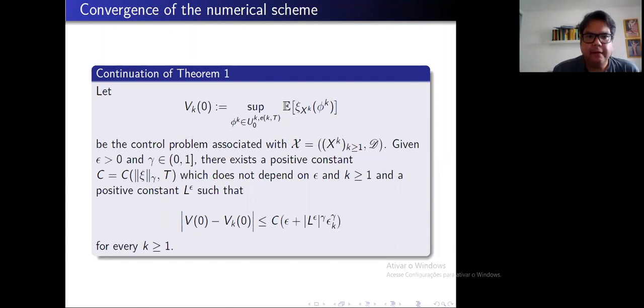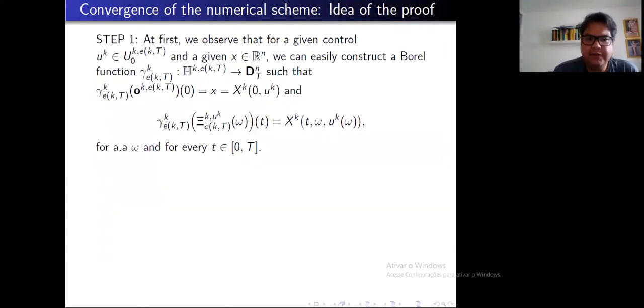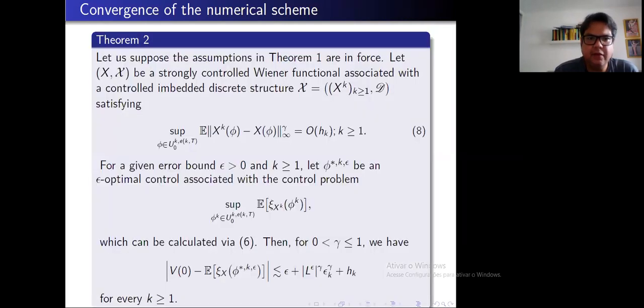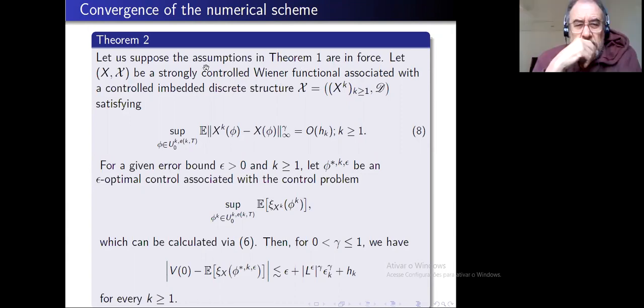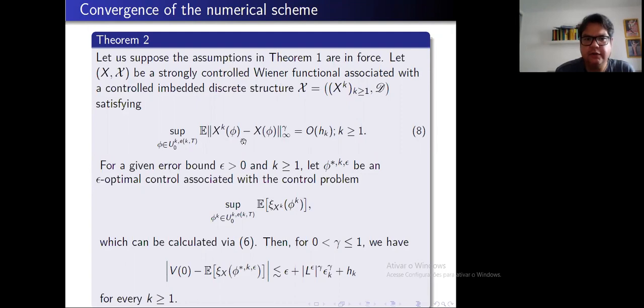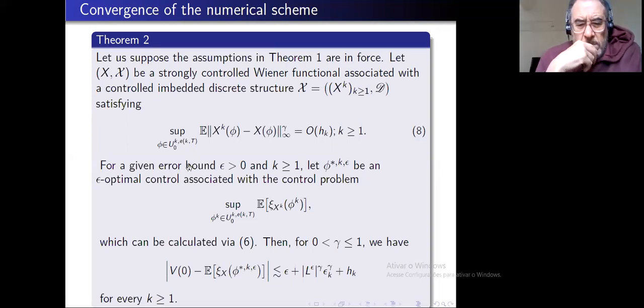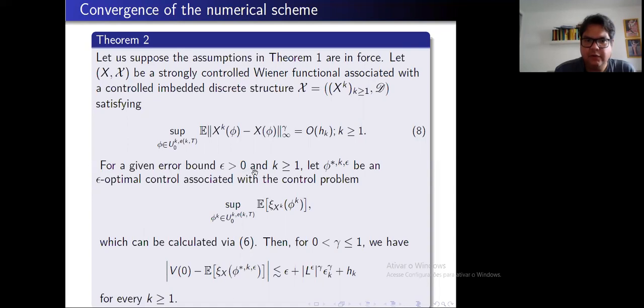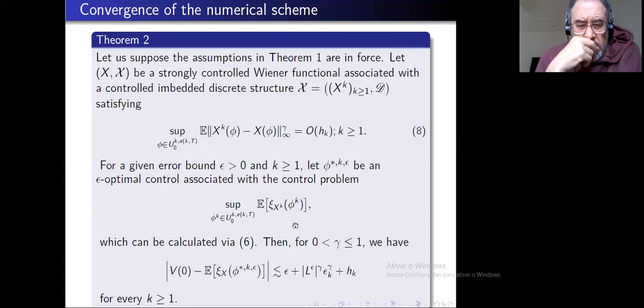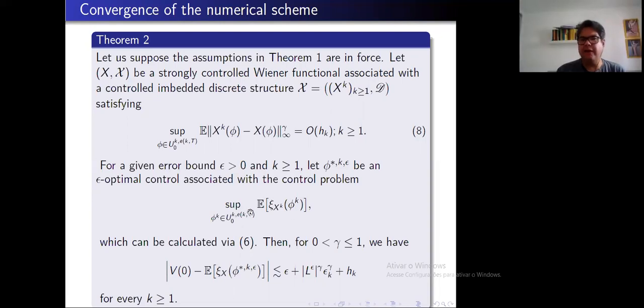All right. So if you have time, we can discuss the proof. Let me shift to the second result, which is the rate of convergence for the optimal control. So assume the same assumptions as in theorem 1, and let's assume that we have a rate of convergence for the discretization of the state control process, say hk. For a given error bound epsilon bigger than 0, let's consider phi star k epsilon to be an optimal control associated with this control problem, which can be calculated via equation 6.